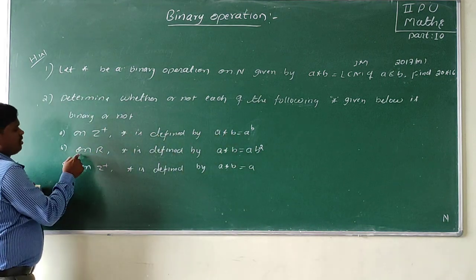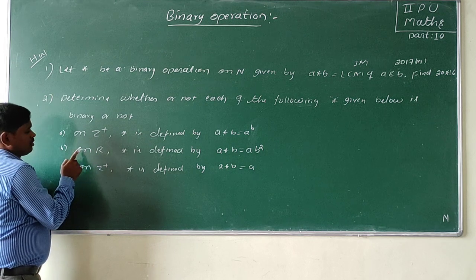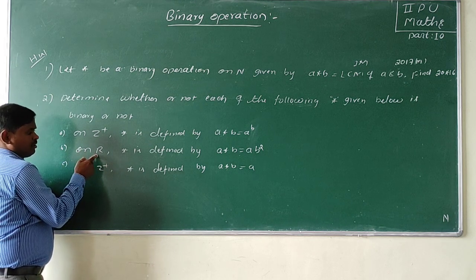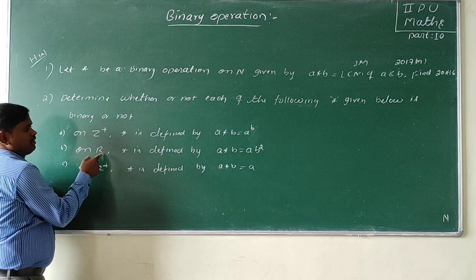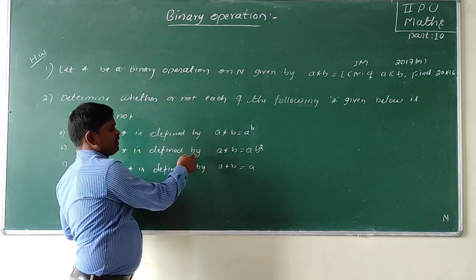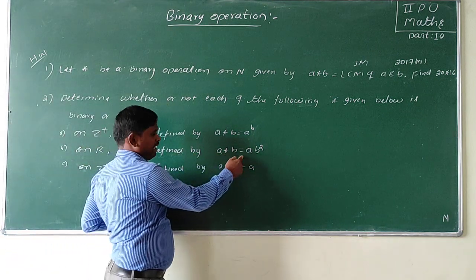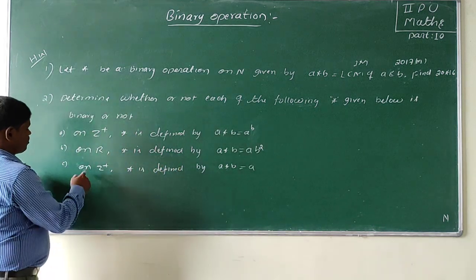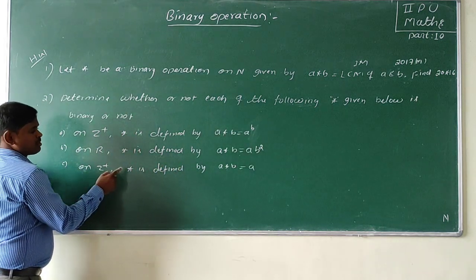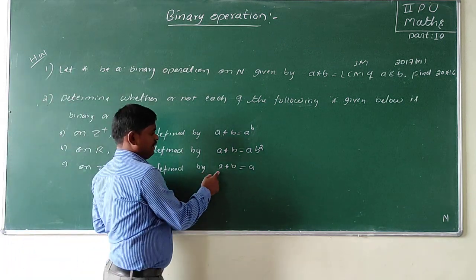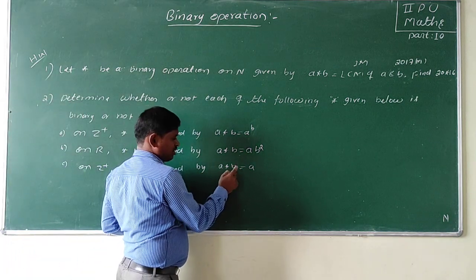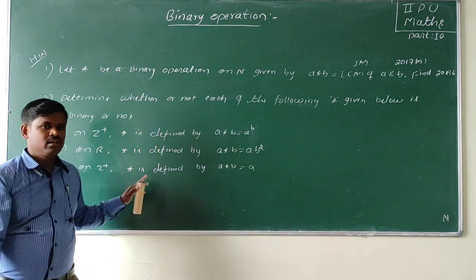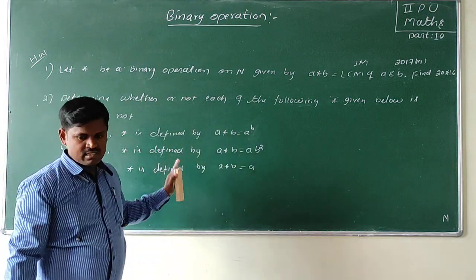The second one is on R, real numbers. Star is defined by a star b is equal to a square into b square. Is it binary or not? Similarly on Z plus, star is defined by a star b is equal to a. Is it binary or not? Okay. So try to do these problems as homework.